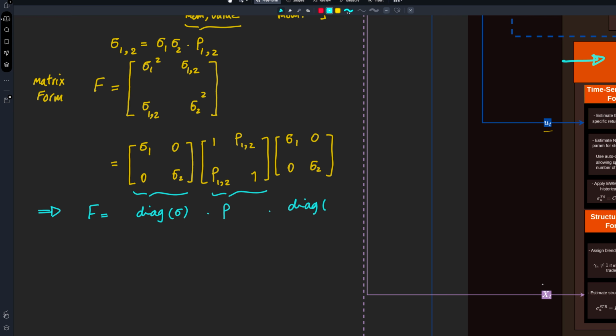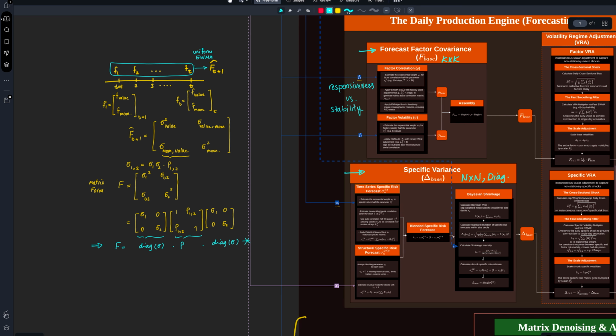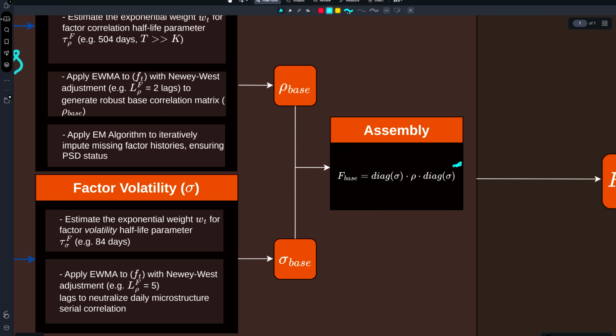This will allow us to use a slow half-life for correlations to stabilize the structural relationships in the market, and a fast half-life for volatility so the system remains responsive to shocks. So the intuition behind this structural separation is the following. Correlation defines the shape of the market, or the structural geometry of the market. How, for example, tech moves relative to utilities, how financials move relative to energy, or how different style factors move relative to one another. And that structural geometry tends to evolve rather slowly through time.